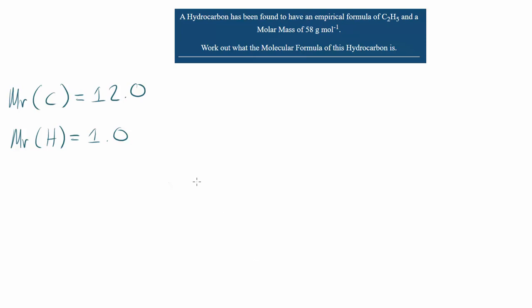So how am I going to do that? Well, I'll set up a calculation. C times 2: that's the molar mass of carbon, 12, multiplied by the numerical coefficient for the carbon, which is 2. And I'm going to add that to the molar mass of hydrogen, which is 1, multiplied by the numerical coefficient of the hydrogen, which is 5. So what's that going to give us?